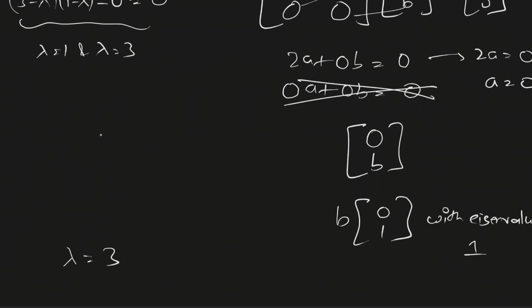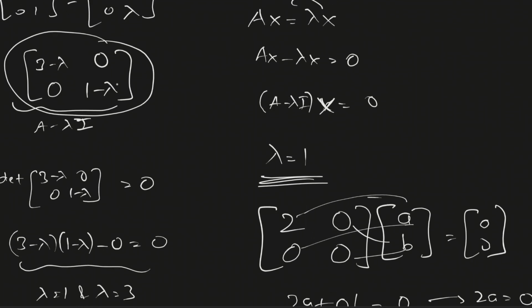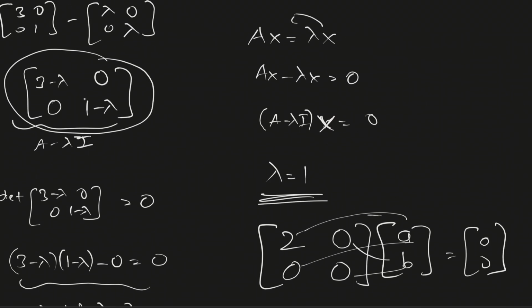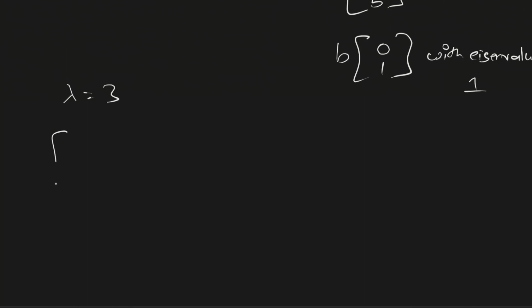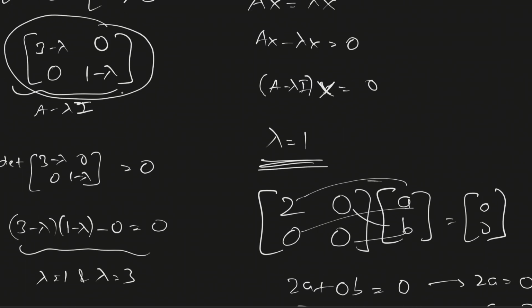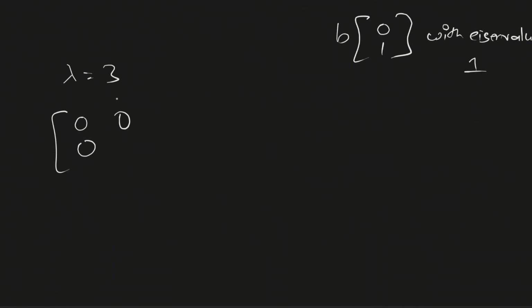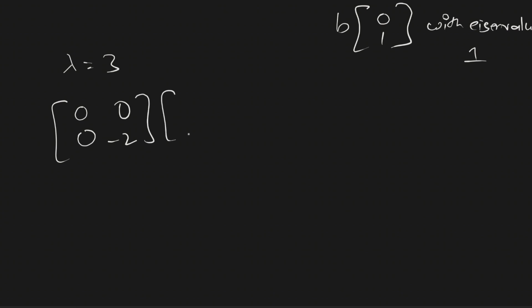For the eigenvalue lambda equals 3, we'll do the same procedure. We'll find the matrix A minus lambda I. So in this case, I'll substitute lambda with 3. So the matrix will become 0 0 0 and 1 minus 3 is minus 2, times, again, unknown components A and B, which will give me 0 0.